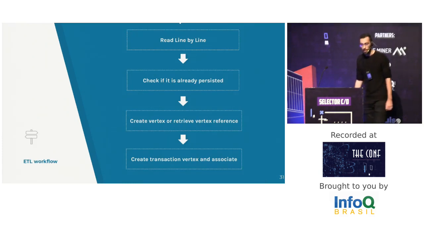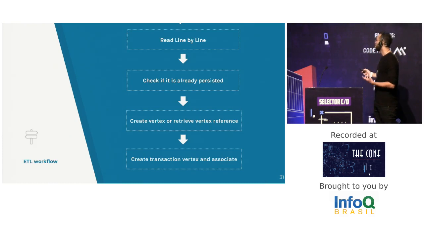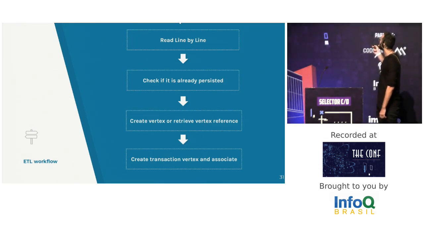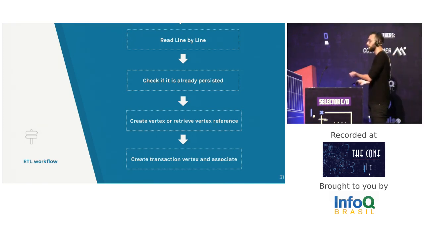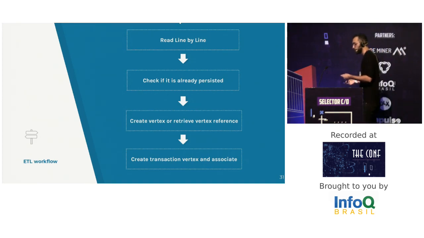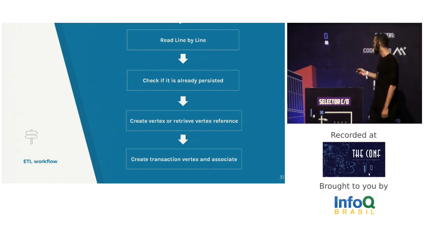Now, about the workflow, we have some interesting points here. The workflow works basically like this. I read line by line from my dataset, from my file, and I check if a deputy is already persisted, because if it is already persisted, I don't have to create it again. I just need one vertex to represent one deputy. After I check this, I create a vertex, or I retrieve the vertex reference. So if the deputy is already created, I just retrieve its reference, create a transaction, and create the relationship between them. For example, if I'm reading the line of a deputy for the first time, I create the deputy vertex, I create a transaction, and I relate these two vertices with each other. And that's basically the process of the whole ETL software.